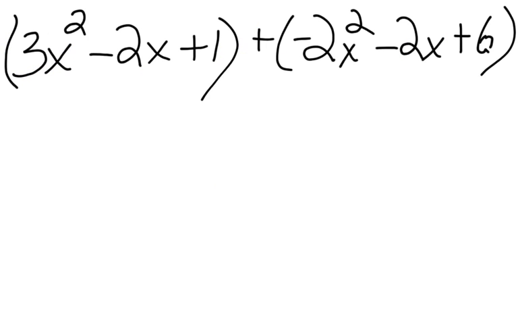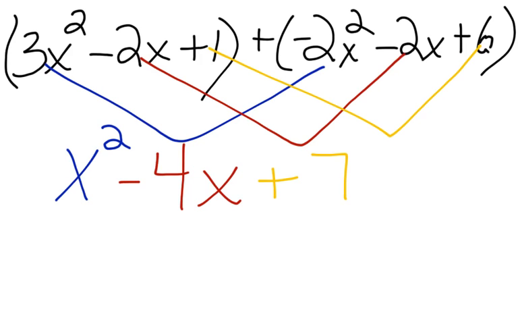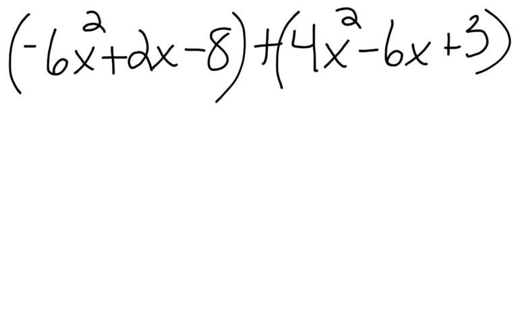Here's the next one. Pause it and see if you can get it on your own. So first I took a look at the terms that were the same. The 3x squared and the minus 2x squared are the same term. 3 minus 2 gives me 1x squared. Then I have minus 2x and a minus 2x. That gives me a negative 4x. And a positive 1 and a positive 6 gives me positive 7.